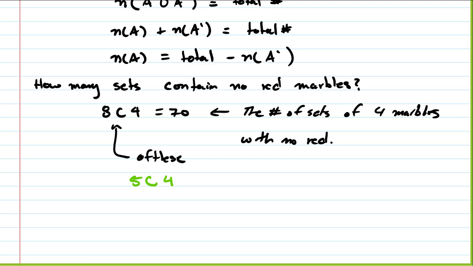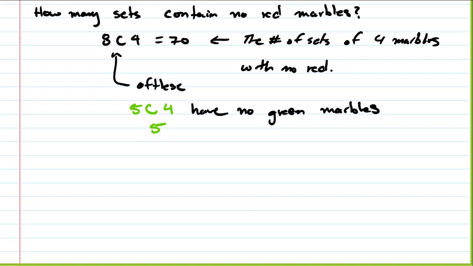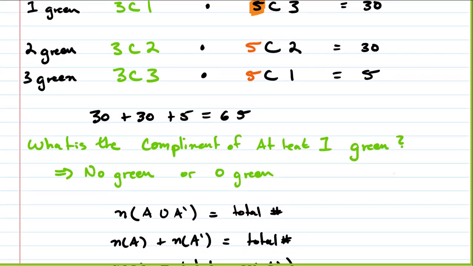Have no green marbles. So if that's the case, 5 choose 4 is 5. So if these have no green marbles, out of the 70, then 70 minus 5 equals 65 is at least 1 green. Which is the same number we got up here.